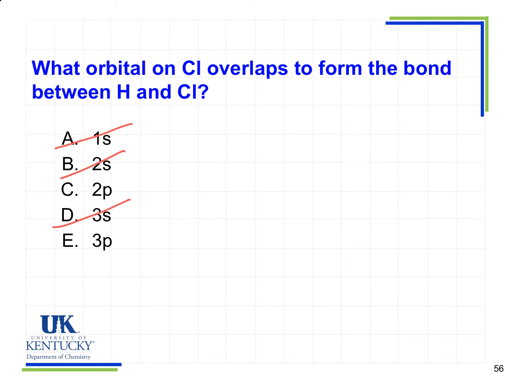When I look at chlorine, what I see is that its valence shell is the n equals 3 level, and that empty spot is in the 3p orbital. So that's where we're going to get the overlap to form that HCl bond.